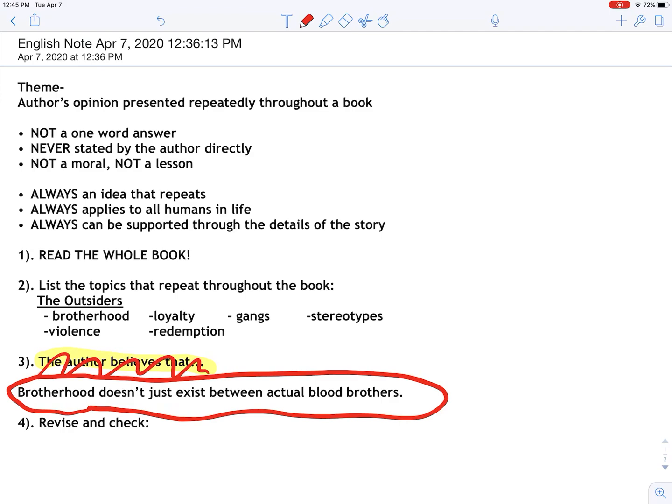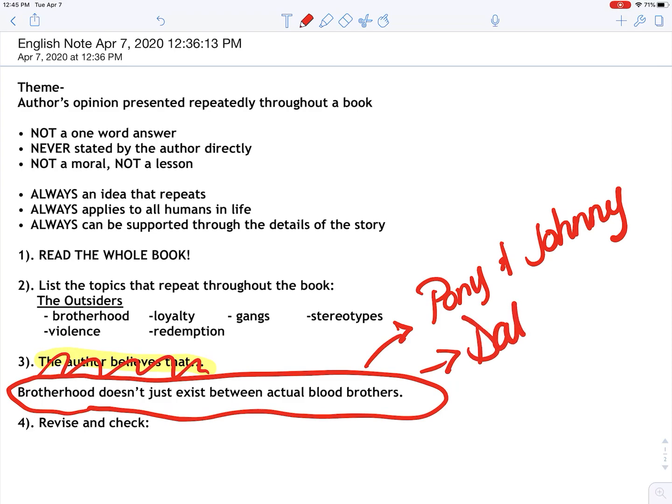So now we have to check. And that means we have to come up with examples from the book that shows that there were bonds between people who were not blood related, but who still considered each other brothers. Your classmates today came up with Pony and Johnny, as well as Dally and Johnny.